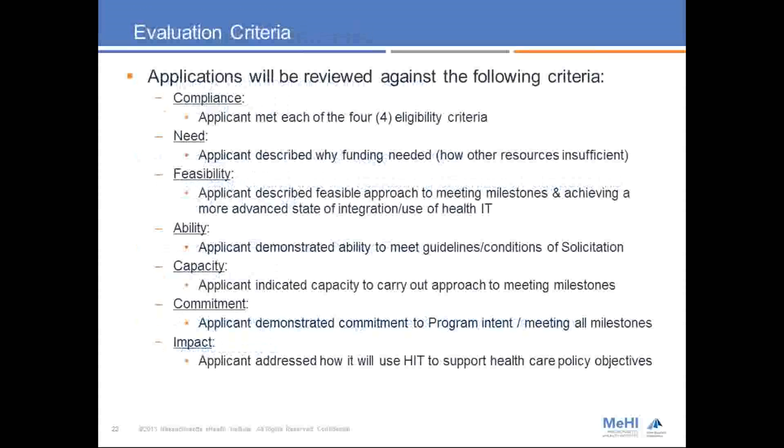Commitment. Has the applicant demonstrated its commitment to meeting the intent of the grant and the milestones? And impact. Has the applicant addressed how it intends to use its EHR and other health IT to support the Commonwealth healthcare policy objectives?